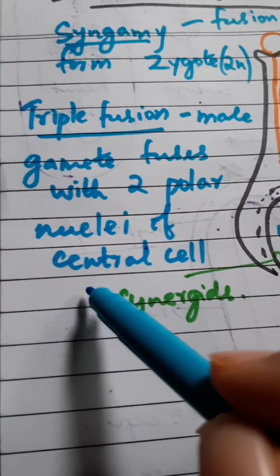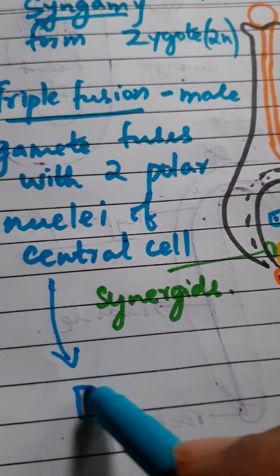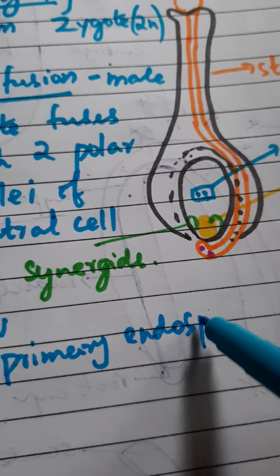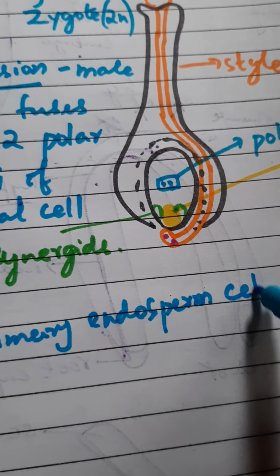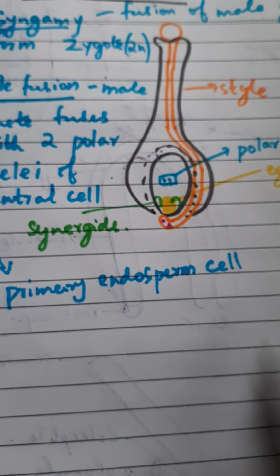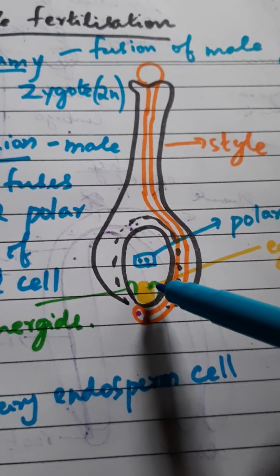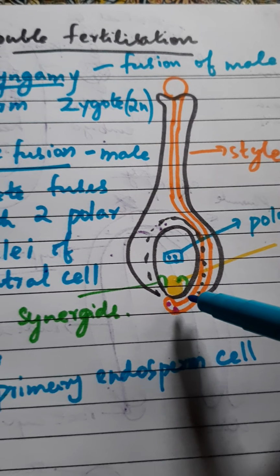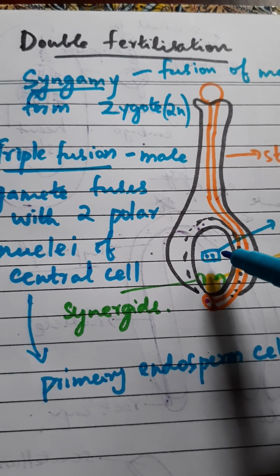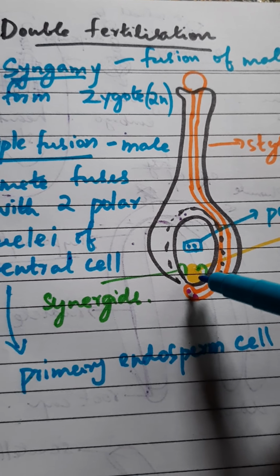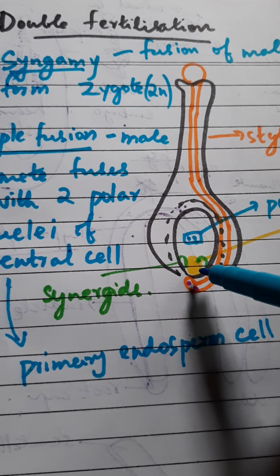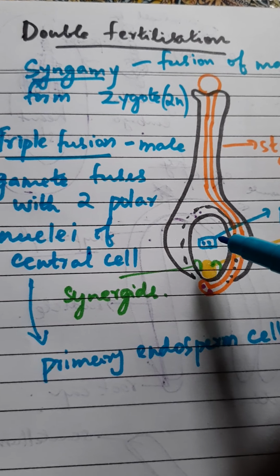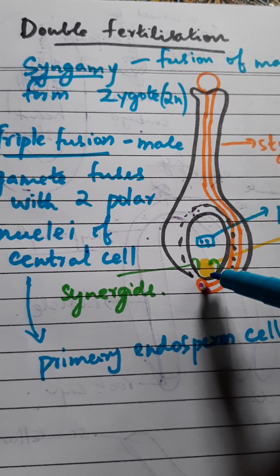The triple fusion results in the formation of primary endosperm cell. The primary endosperm cell will be filled with food reserves and they will help in the development of the zygote to form embryo. So, always the endosperm formation starts first. After that, only the embryo development succeeds. So, there is a statement in the textbook: endosperm development precedes embryo development.